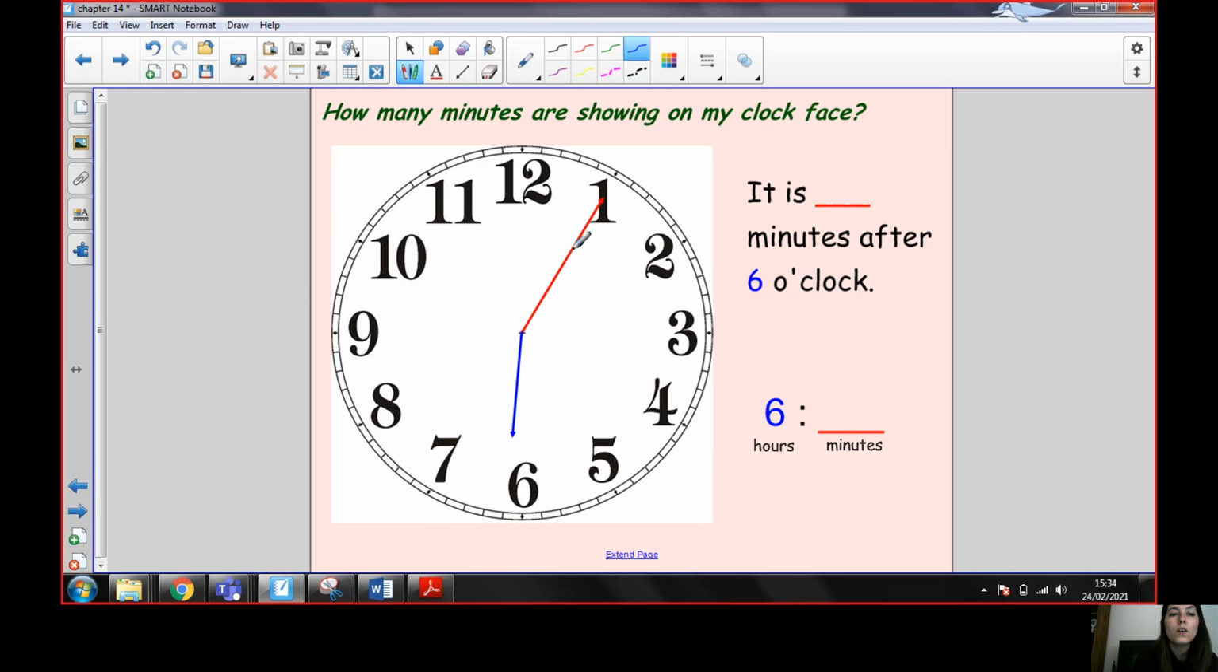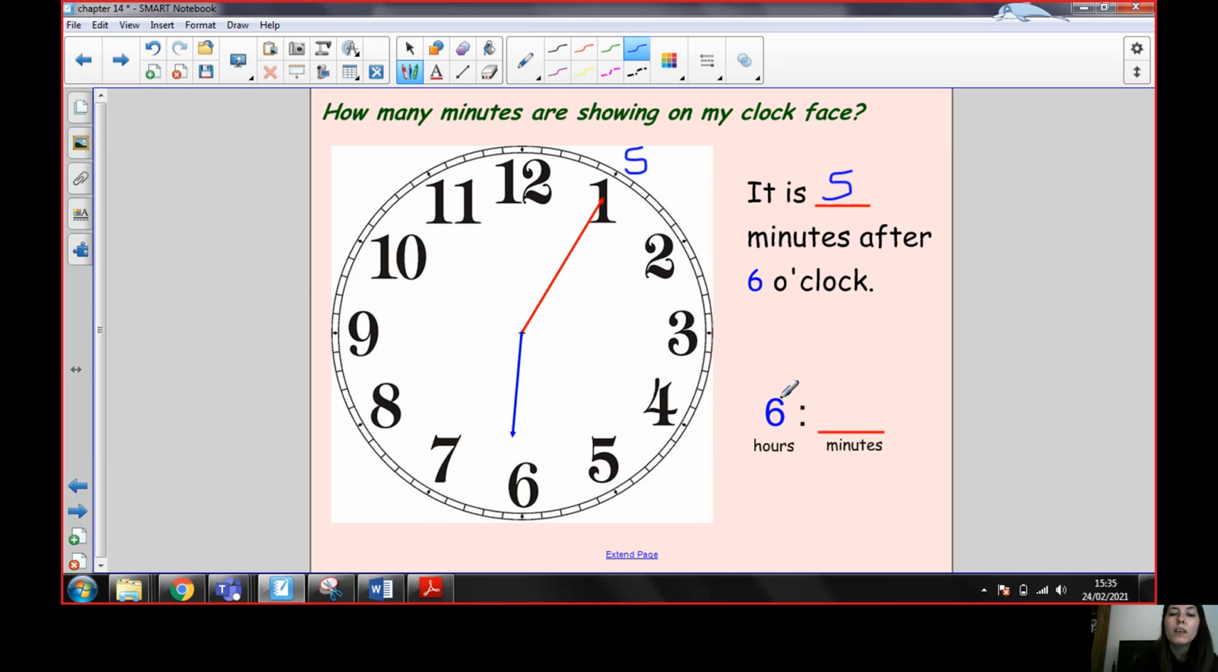Well, the minute hand is the longer one. I can see it here pointing to a 1. And I know that when I count in fives, the first number I say is 5. So it must be 5 minutes after 6 o'clock.